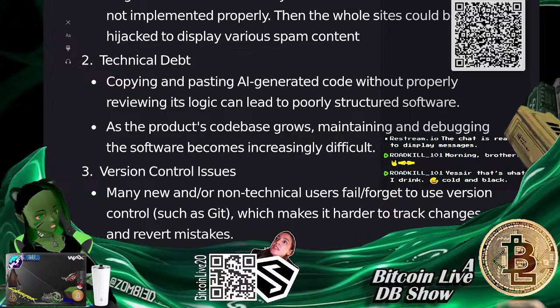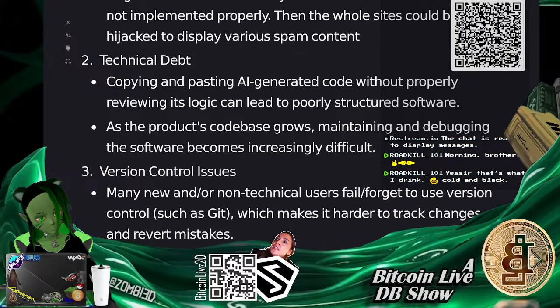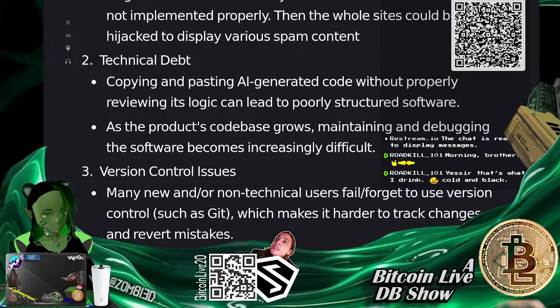Technical debt. This is the big thing here. This is more than just debugging. Here it says copy pasting AI generated code without properly reviewing its logic can lead to poorly structured software. As the product's code base grows, maintaining and debugging that software becomes increasingly difficult. Believe it or not, it will even get to a point where AI can't figure out what it is, even if it is properly commented at every single thing.